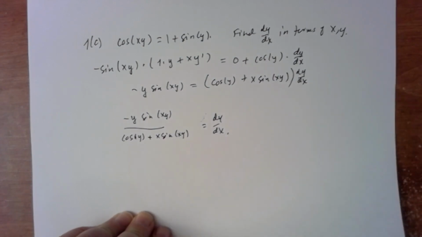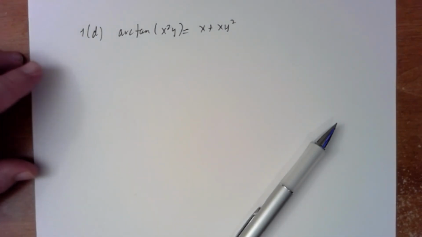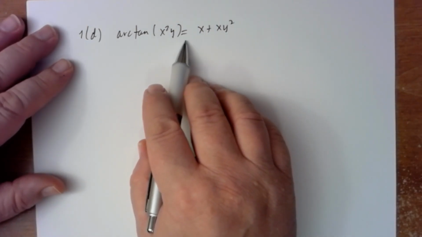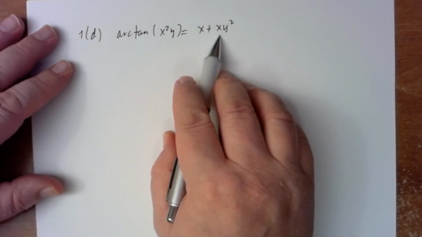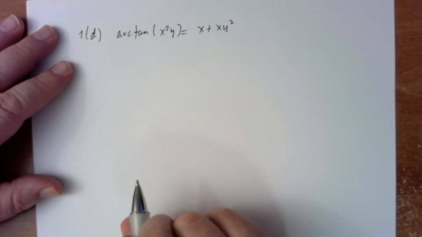Good. I'm going to pause for a minute and bring up the next problem. Okay, I think we're running again. Yes. So 1D is we're given the arctan of x squared times y is equal to x plus xy squared, and again, just like the last problem, we want to find dy over dx in terms of x and y.